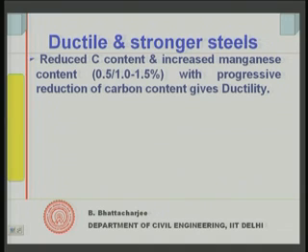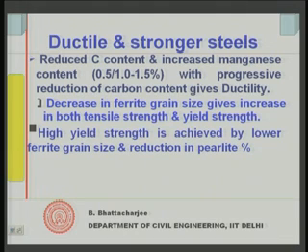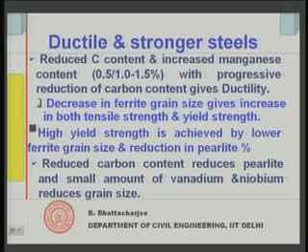Reduce carbon content and increase manganese content; with progressive reduction of carbon content, you get ductility. So, if I want ductility, manganese is used to get ductile steel. If I want stronger steel, a decrease in ferrite grain size gives an increase in both tensile strength and yield strength. The other way is that high yield strength is achieved by lower ferrite grain size and reduction in pearlite. If I reduce pearlite, that is low carbon, I get high yield strength. So, if I combine this, reduced carbon content reduces pearlite, and a small amount of vanadium and niobium reduces grain size.